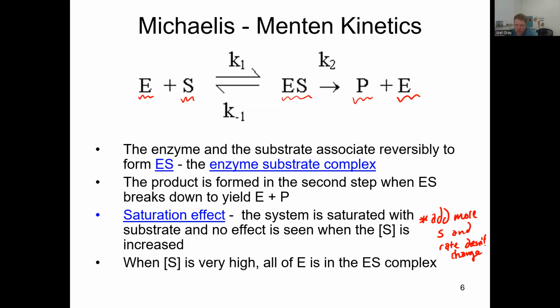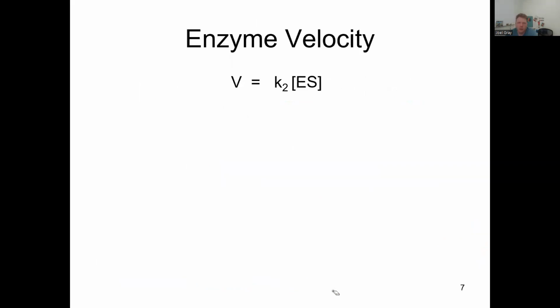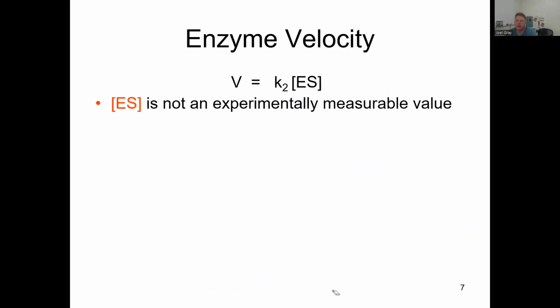When substrate concentration is very high, we can go ahead and imagine that all of our free enzyme is in that enzyme substrate complex, which means that our formation of our product, rather than being related to the substrate concentration, is a measure of our K sub 2 rate constant times our enzyme substrate complex concentration. So our enzyme velocity is V is equal to K sub 2 times the enzyme substrate complex.